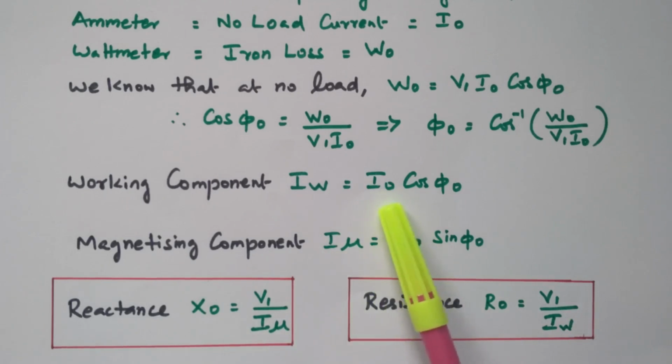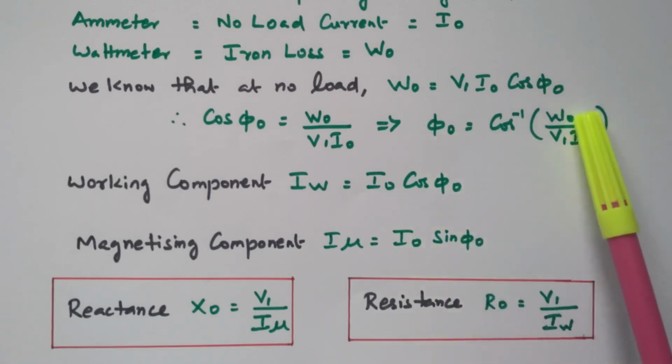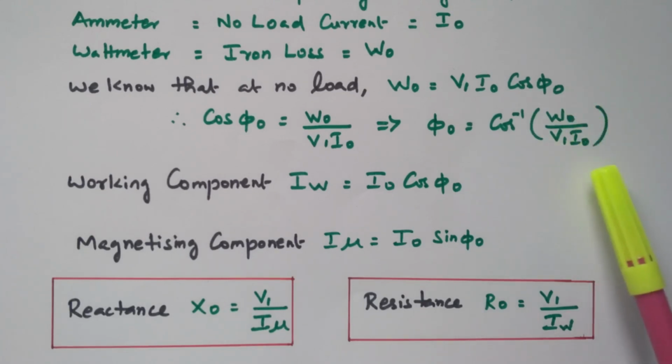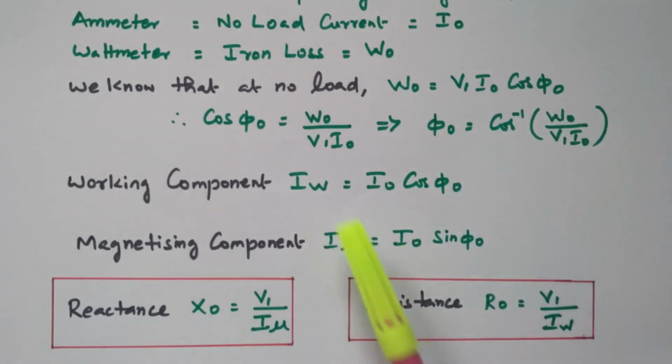In this, I naught is nothing but the no load current read by the ammeter. This phi naught is calculated from this formula. Here we have W naught equals V1 I naught cos phi naught. W naught is nothing but the wattmeter reading, that is the power input to the primary winding. That refers only to iron loss, because the current is very small, we can neglect the copper loss. So from the wattmeter reading, voltmeter reading and ammeter reading, we calculate phi naught. From there we calculate IW and I mu, and from that we calculate X naught and R naught.